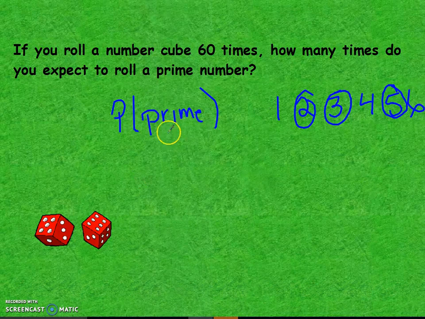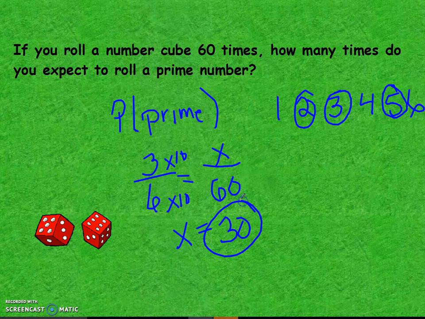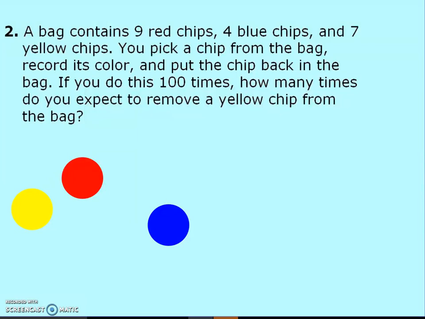Okay, so the probability of prime is 3 out of 6, and we're going to do it for 60 times. If you want, you can simplify this first. You can either do cross product rule or equivalent fractions. 6 times 10 is 60, so 3 times 10 is 30. We're expecting 30 times out of 60 for it to be a prime number.